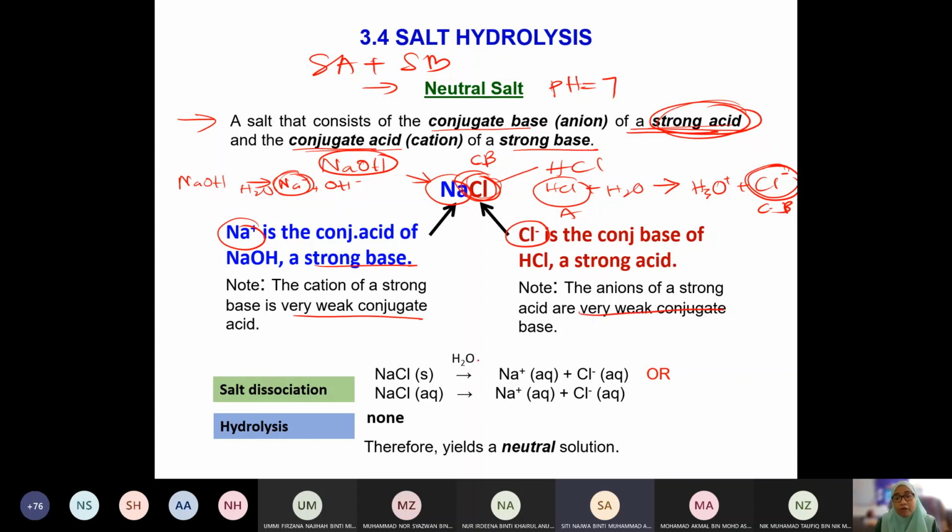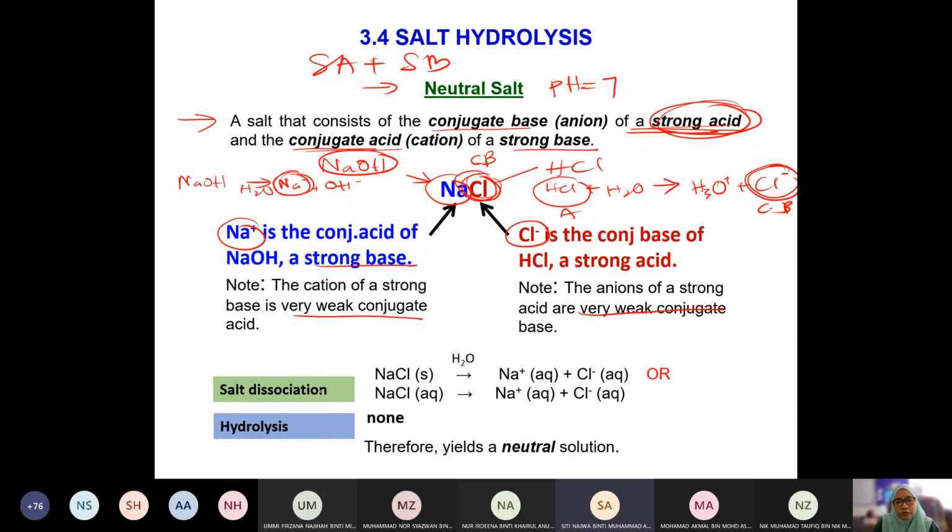What does it mean by very weak conjugate base? It means that it will not react with water to produce either H3O plus or OH minus. In this case, it will not react with H2O to produce OH minus, because it's a conjugate base. A conjugate base is basically a base.